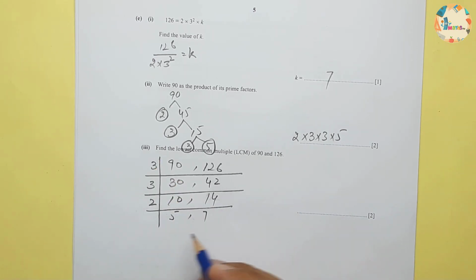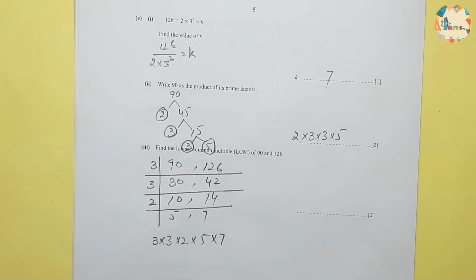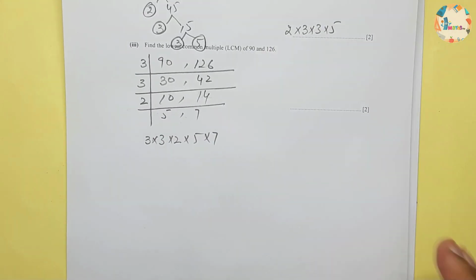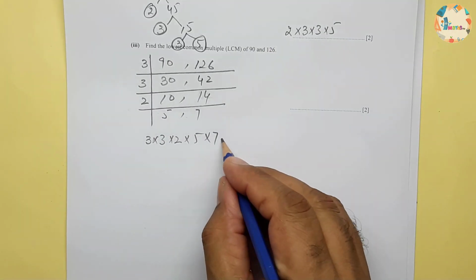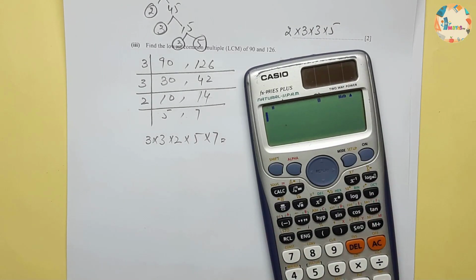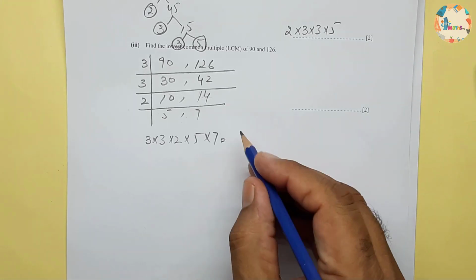So we can write 3 multiplied by 3 multiplied by 2 multiplied by 5 multiplied by 7, and then we can use the calculator to check what this number will be. So this is 3 multiplied by 3 multiplied by 2 multiplied by 5, and lastly multiplied by 7. This will be 630.